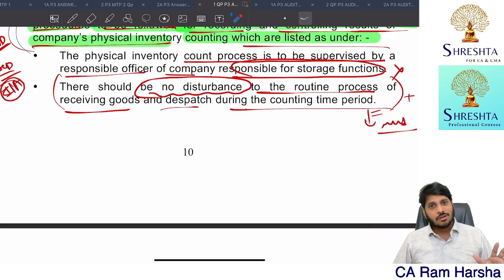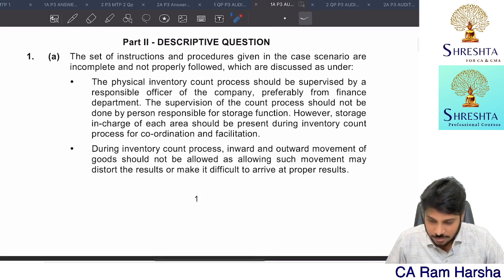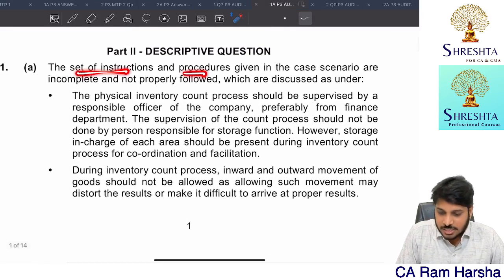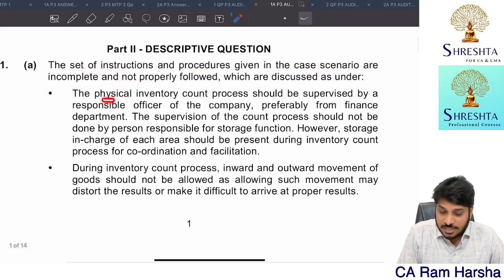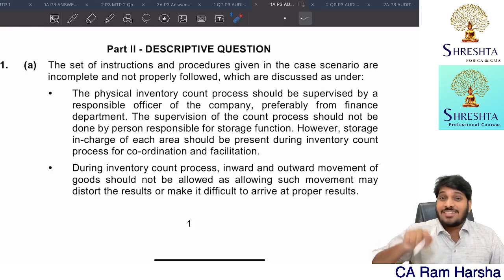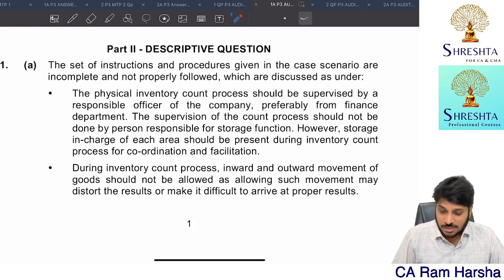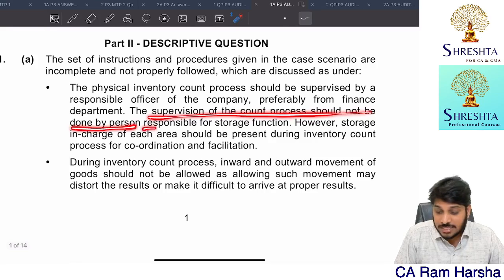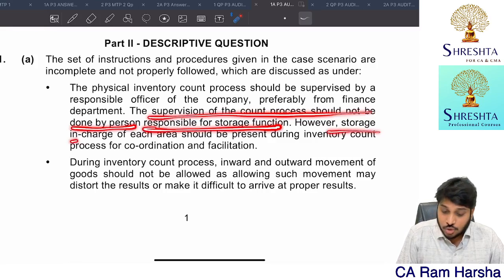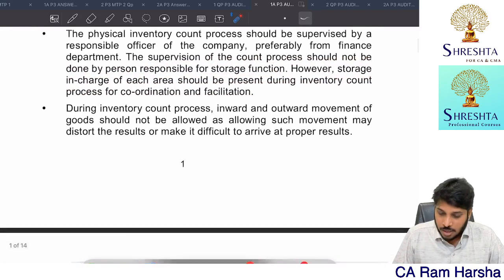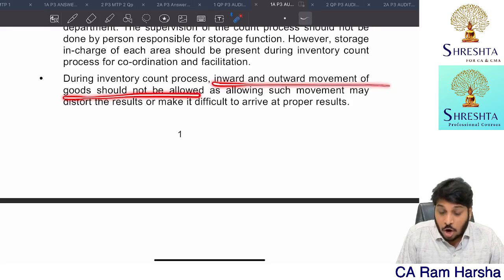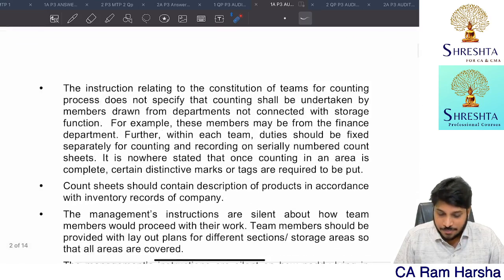Enough. Answer is over. Look at the actual answer which they have given. The set of instructions and procedure given in the case scenario are incomplete and not properly followed, which are discussed as under. The physical inventory count process should be supervised by a responsible officer of the company, preferably from finance. Actually, the answer is preferably from any department other than storage functions. The supervision of count process should not be done by the same person who is responsible for storage. However, storage in charge can be present at the time of verification. Inward and outward movement of inventory should not be allowed, as allowing such movement may distort the results or make it difficult to arrive at proper results.